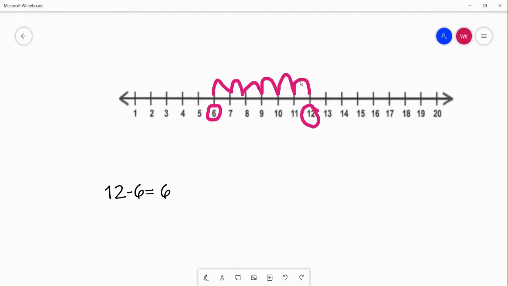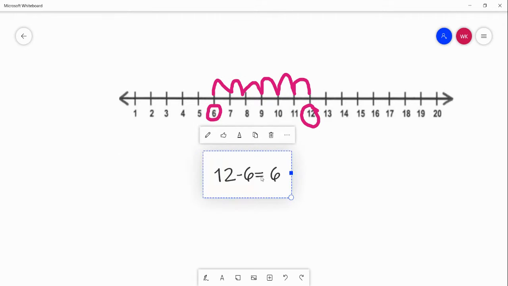So let's see how many times we jumped. 1, 2, 3, 4, 5, 6. So 12 minus 6 equals 6. So you can either count on to figure out and solve your equation, or you can count backwards to figure out and solve the equation. So if you're going to count on, you're going to start with your smallest number. If you're going to count backwards, you're going to start with your biggest number.